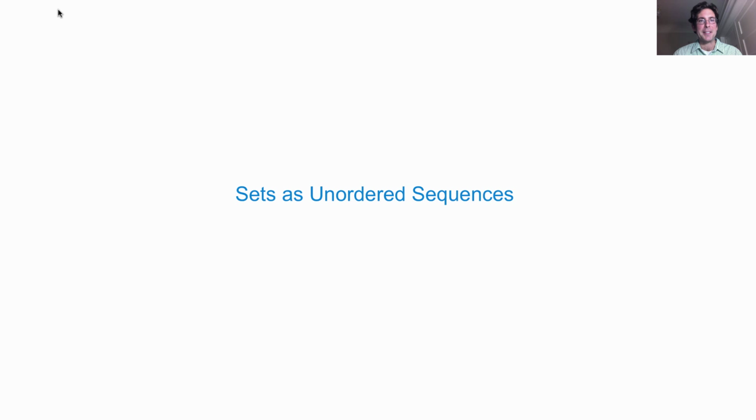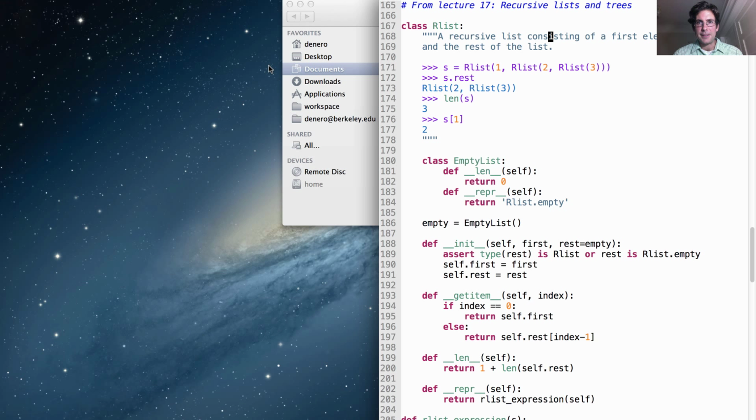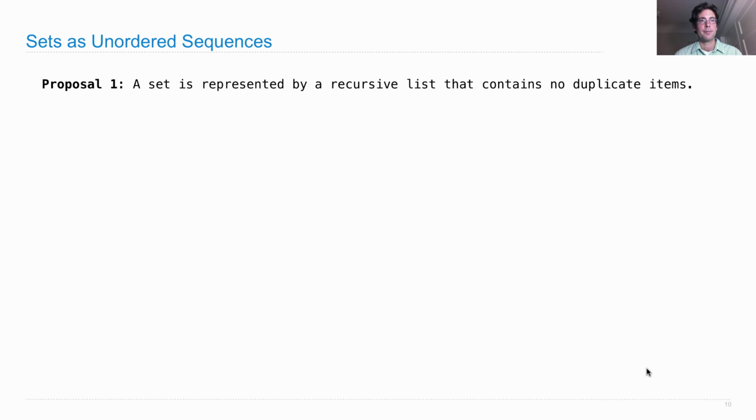Let's just quickly remind ourselves what that looks like. So here is, from lecture 17, the rList class, which takes some first element and then the rest of the list on construction. And remember that the rest of the list either has to be an rList itself or the special value rList.empty. rList.empty is just some object that has length 0. Okay, so a set is represented by a recursive list that contains no duplicate items. That's a reasonable way to represent a set.